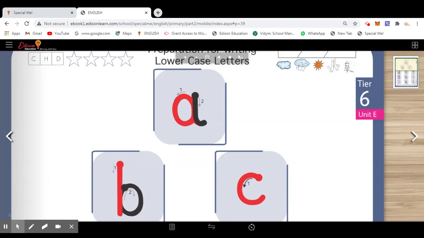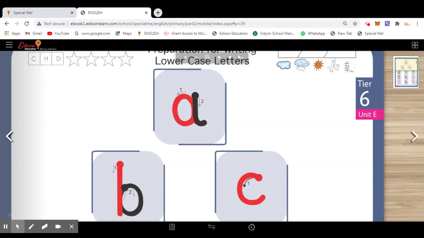So let's listen to its phonic song. A, A, A. Ants on the apple, ants on the apple, ants on the apple, is the sound of A.